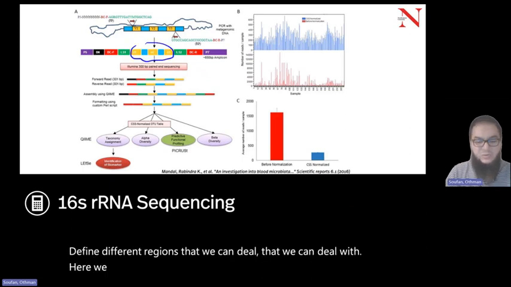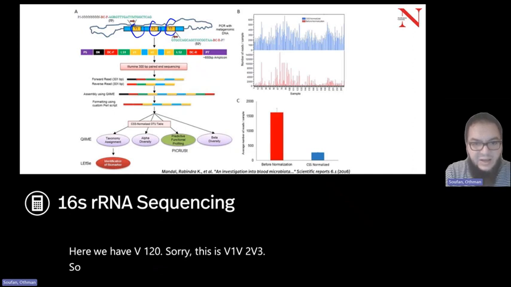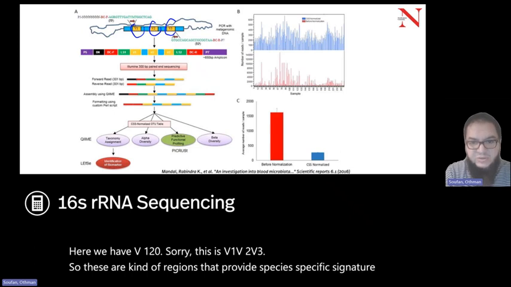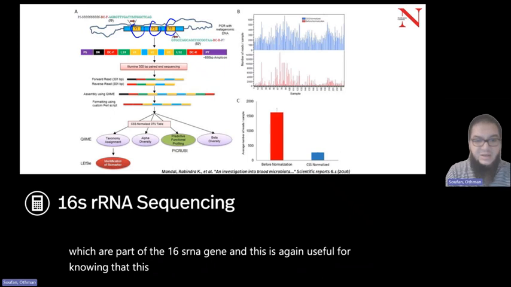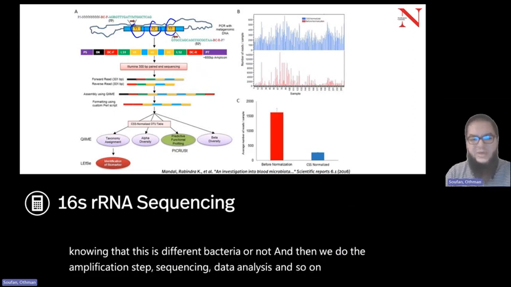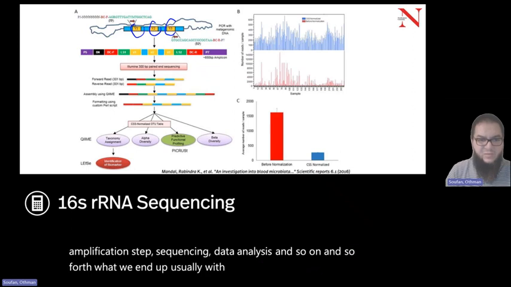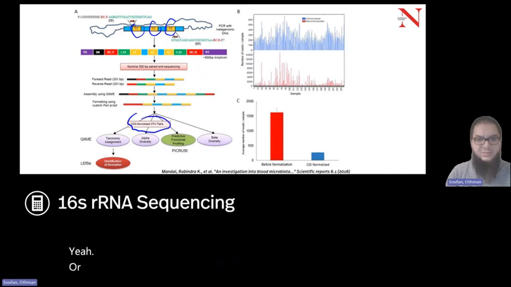Here we have V1, V2, V3. These are regions that provide a species-specific signature, which are part of the 16S RNA gene. And this is, again, useful for knowing whether this is a different bacteria or not. Then we do the amplification steps, sequencing, data analysis, and so on. What we usually end up with after the analysis and the workflow is what's called OTU tables.